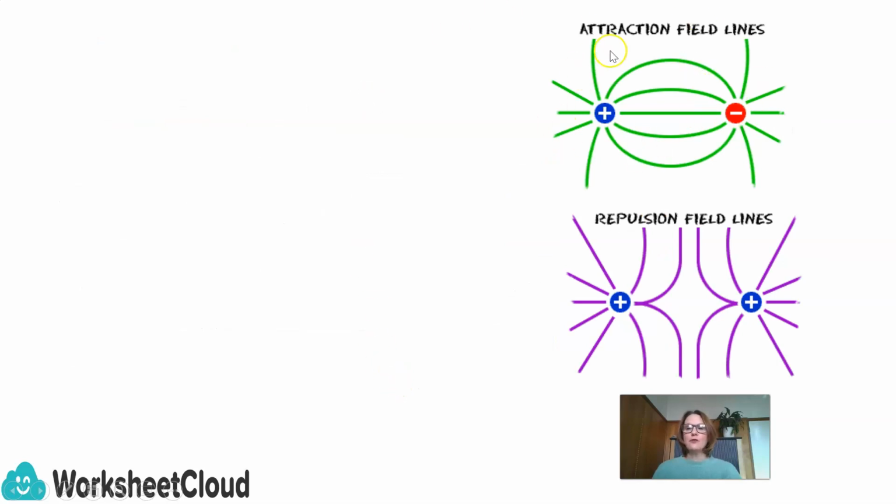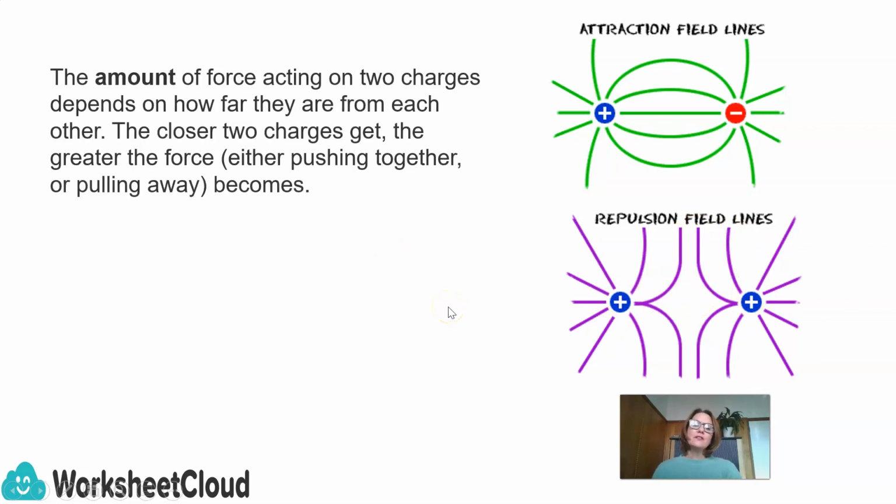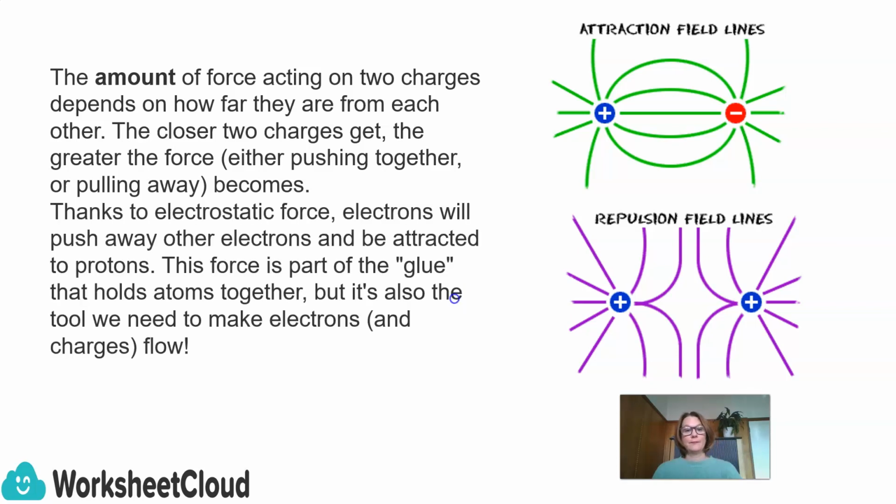So here we have straightforward attraction field lines. A positive and a negative are attracted to each other, and a positive and a positive repel each other. We call them repulsion field lines. So if this was a negative and a negative, it would also repel. The amount of force acting on two charges depends on how far they are from each other. The closer two charges get, the greater the force, either pushing together or pulling away. Thanks to electrostatic force, electrons will push away other electrons and only be attracted to the protons.